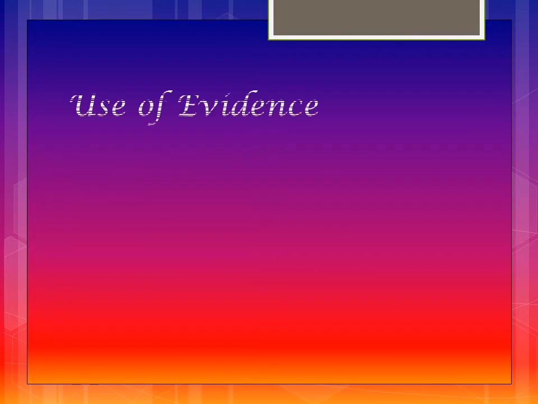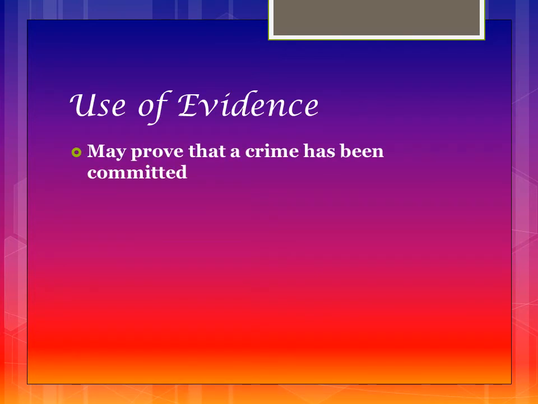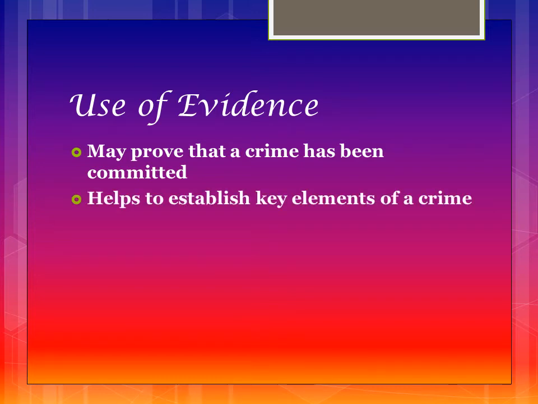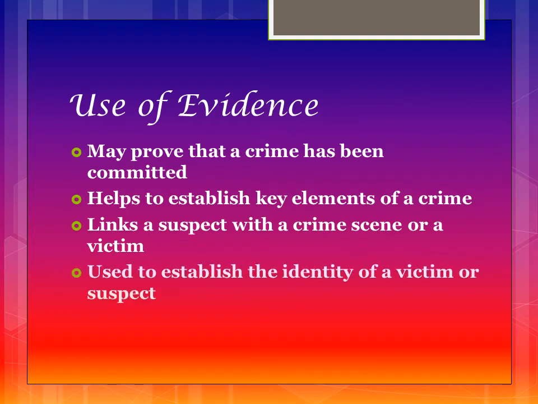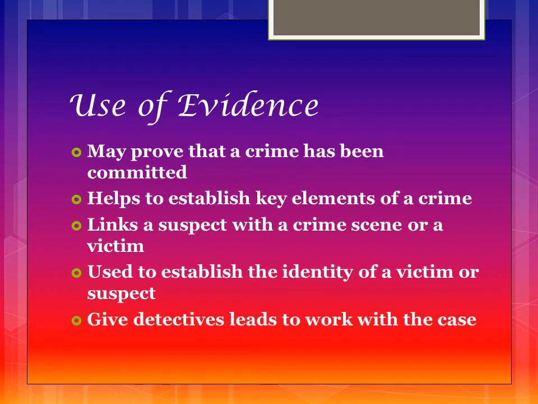So now we are moving on to use of evidence. Evidence may prove that a crime has been committed. It helps to establish key elements of a crime. It links a suspect with a crime scene or a victim. Can be used to establish the identity of a victim or suspect. And the evidence gives detectives a lead to work with the case.